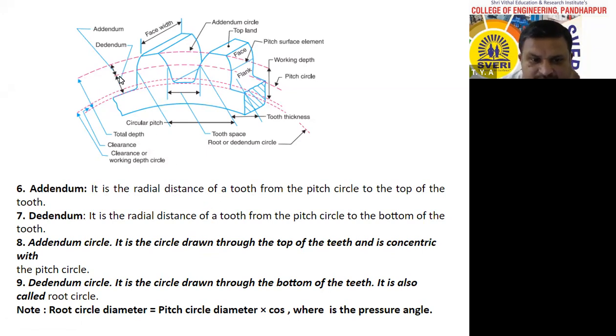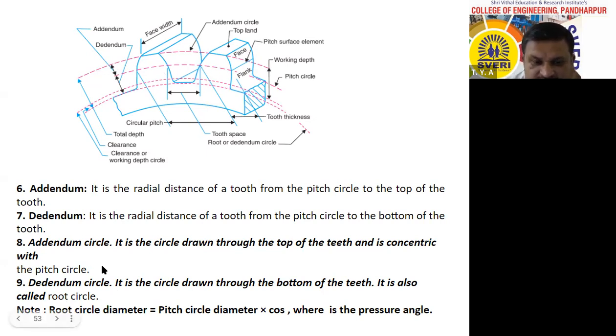Similarly, dedendum. It is the radial distance of a tooth from the pitch circle to the bottom of the tooth. Pitch circle to the bottom of the tooth, radial distance. Next is addendum circle. It is a circle drawn through the top of the teeth and is concentric with the pitch circle.